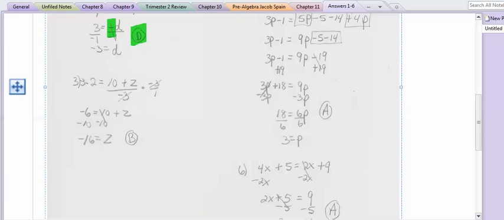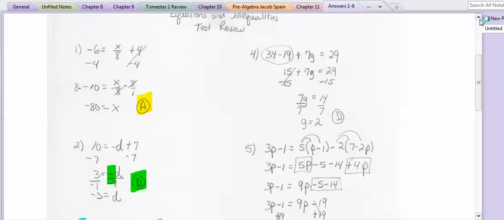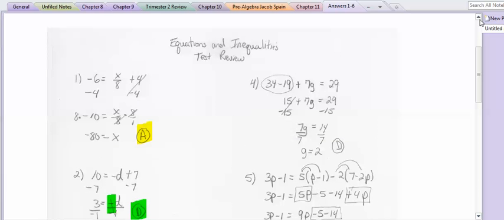Alright, number 3, again, I'm just going to highlight the important parts. Oh, hold on. There we go. Okay, so I got rid of the fraction by multiplying both sides by a -3, and I ended up with the answer of B. So I cleared my fraction by multiplying both sides by -3. Okay, number 4, I'm going to go up. Here I combined like terms on the left side of the equation to make it 15, and I subtracted 15, and I did the work, and I ended up with a D for number 4.